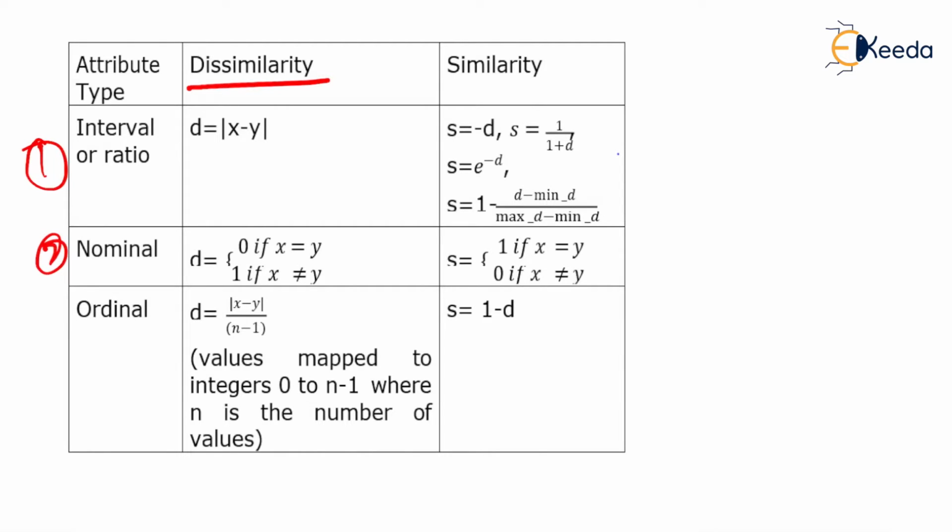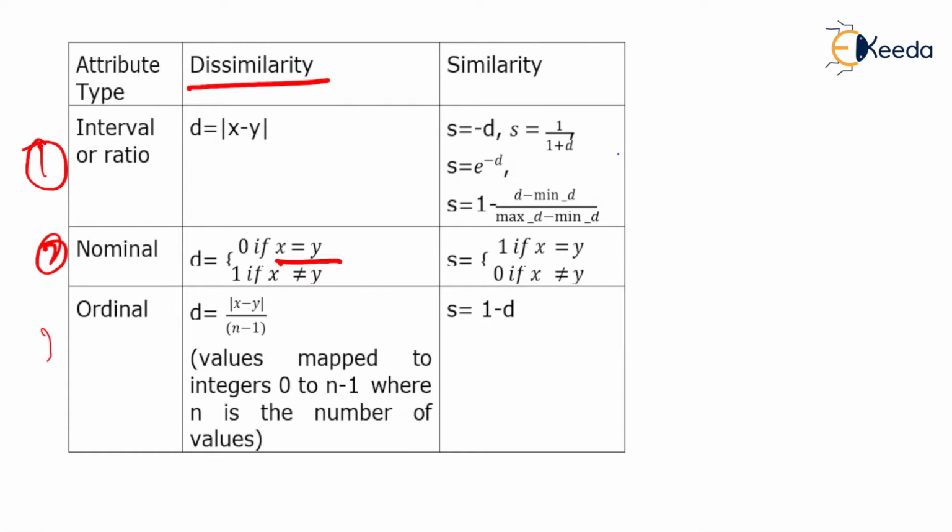Next comes nominal. When we have a nominal attribute, d will be 0 if x is equal to y, and d will be 1 if x is not equal to y. That is for dissimilarity, which is already discussed. But for similarity, if x is equal to y, then s will be 1, and when x is not equal to y, it is 0. It is vice versa. When it is equal, similarity is 1 and dissimilarity is 0. When it is not equal, similarity is 0 and dissimilarity is 1.